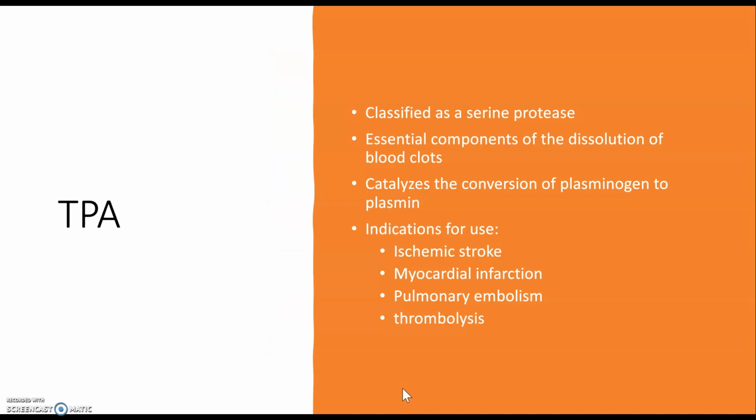TPA is classified as a serine protease. It has essential components of the dissolution of blood clots, meaning it is useful to dissolve a blood clot. It catalyzes the conversion of plasminogen to plasmin. Indications for use are ischemic strokes, myocardial infarction or heart attacks, pulmonary embolisms, or thrombolysis.